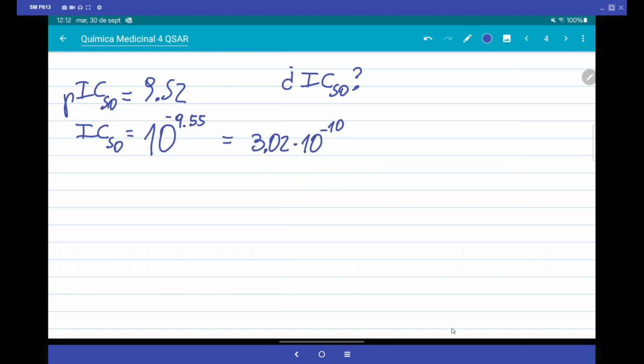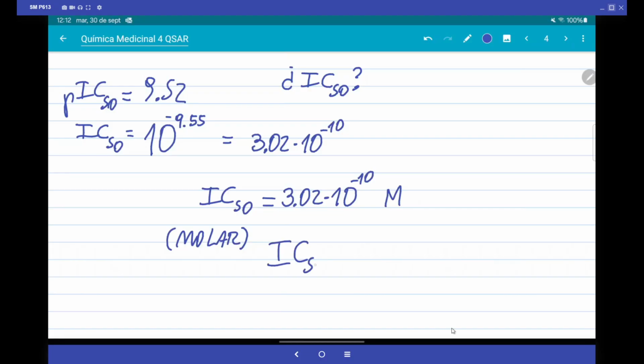And there we would be reaching the value expressed in this way. That would be the IC50. And now we are going to say molar: the IC50 is 3.02 by 10 raised to minus 10 molar. Then we take this now to the nanomolar scale. Then the IC50 would be the following.